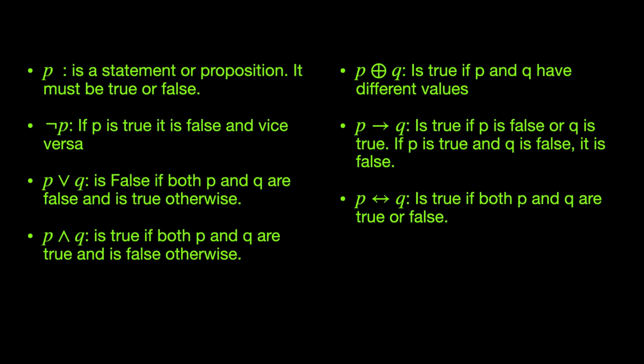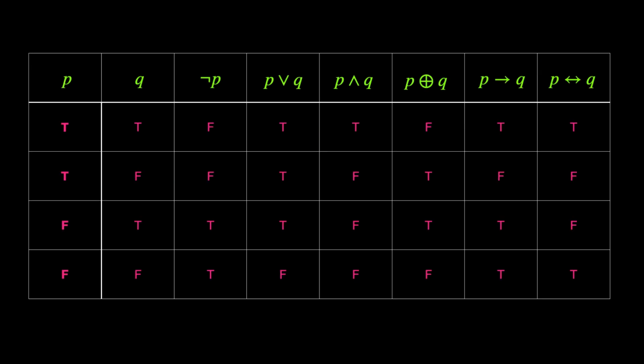The next one is implication, or if P, then Q. If P, then Q is true if P is false or Q is true. So the only case that P then Q can be false is when P is true and Q is false. The last operation is P if and only if Q, which is true if both P and Q hold the same value. So if both of them are true, P if and only if Q is true, and otherwise it is false. We can summarize the whole thing in a table that we know as a truth table. You can see the truth table covering all of these cases here.